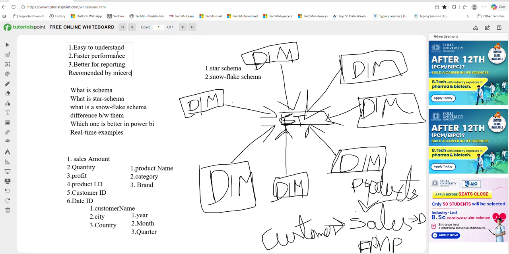Recommended by Microsoft, right? This is the fourth advantage, okay? So star schema is that's only, guys. No worries. Now we'll explain about snowflake schema, okay?